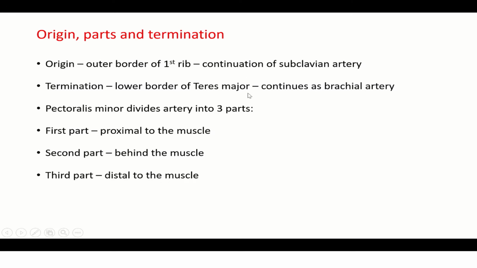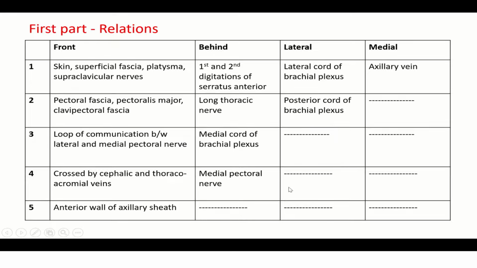Termination at the lower part of teres major, continues as brachial artery. Pectoralis minor divides the artery into three parts. The first part is proximal to the muscle, the second part is behind the muscle, and the third part is distal to the muscle. You can see the relations of the first part.